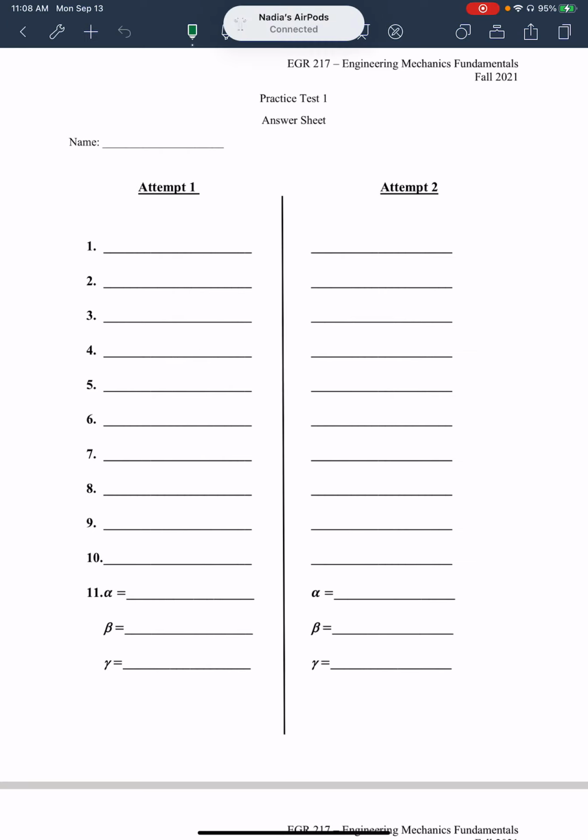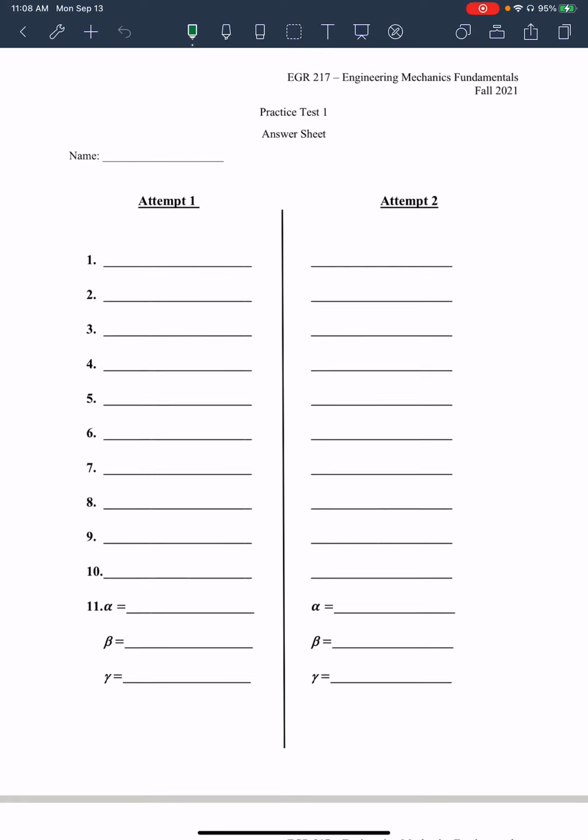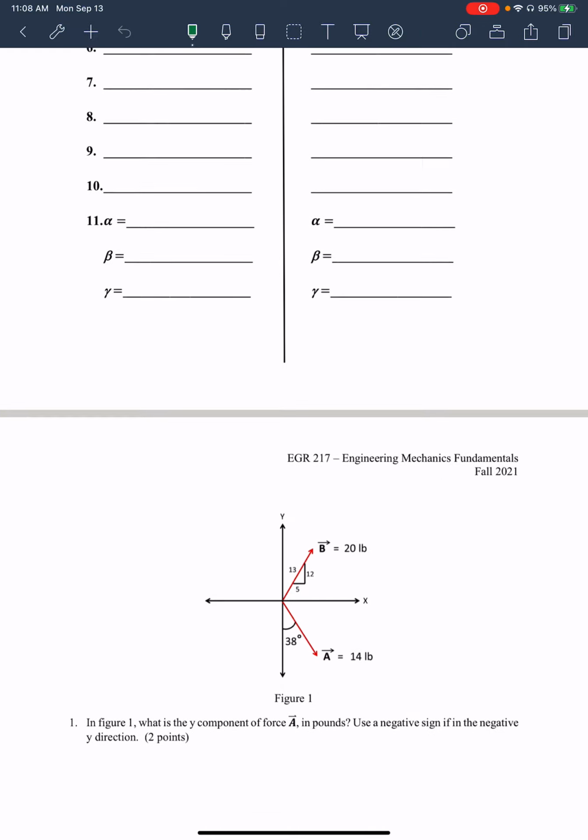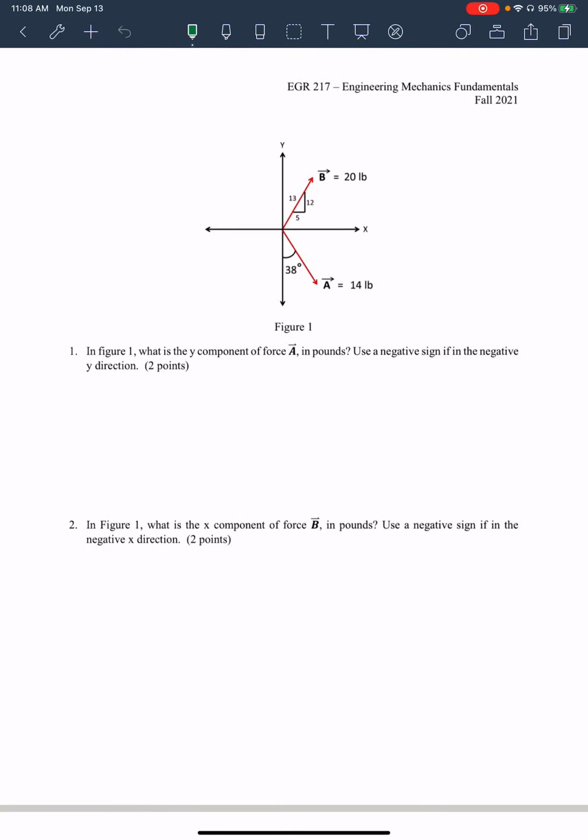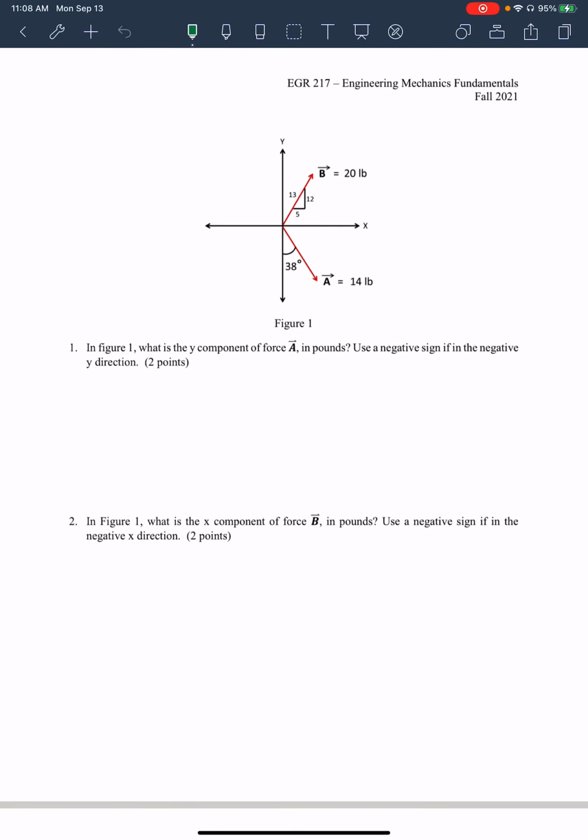In this video, I'm going to go through the practice test that we did in class on Thursday. This is the practice test. We have the answer sheet. The PDF of this is available on Canvas. For question 1, this is in figure 1.